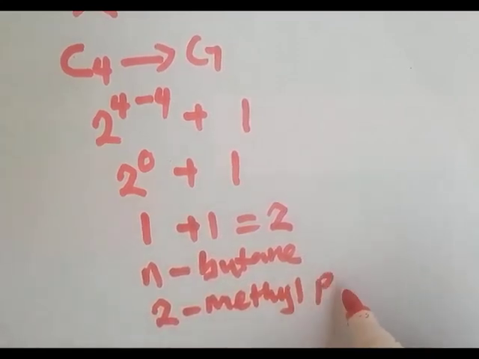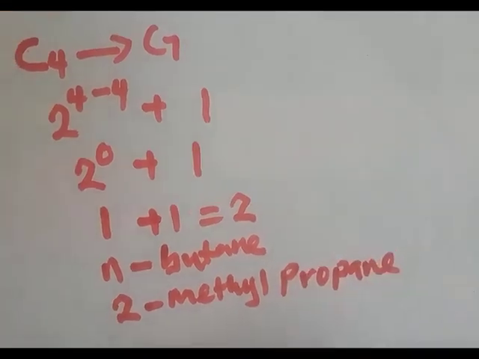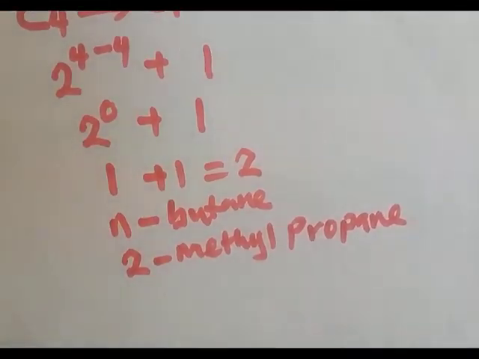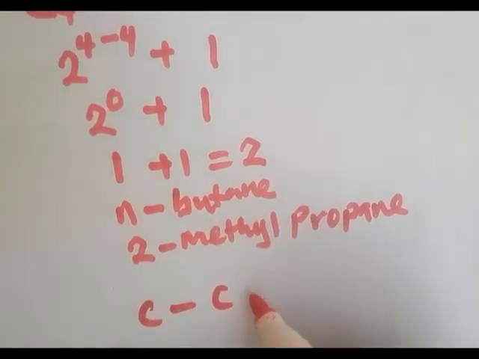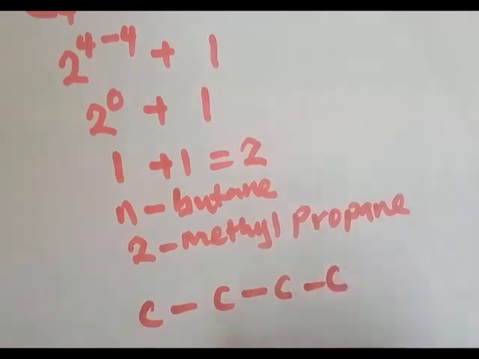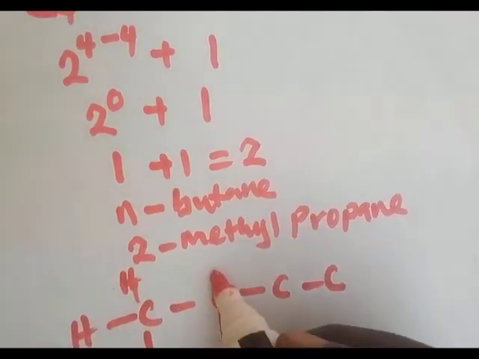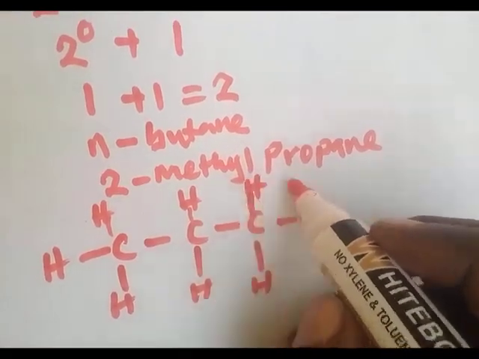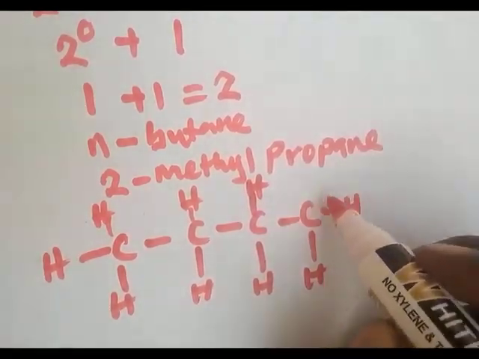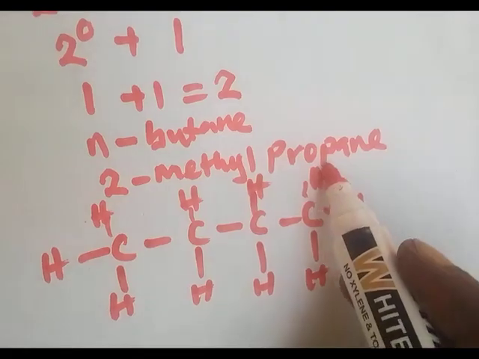So if you use this formula between C4 to C7, you will know the number of isomers of pentane, hexane, then heptane. So let's look at the structure. The structure of butane is like this, okay? But keep in mind, this formula only works for carbon from C4 all the way to C7. So this is the structure of butane.